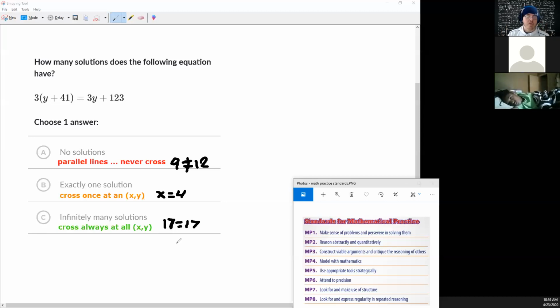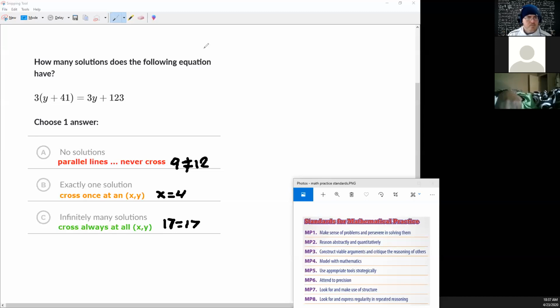So once we start working on the equation, those are the three kinds of things we're looking for. If we get something where it's two numbers that shouldn't equal each other, that's going to be a no solution system. If we get an x equals value, we're good. That's an exactly one answer solution. And if we get something like 17 equals 17, or two sides of an equation that are identical, we have found an infinite solution system.